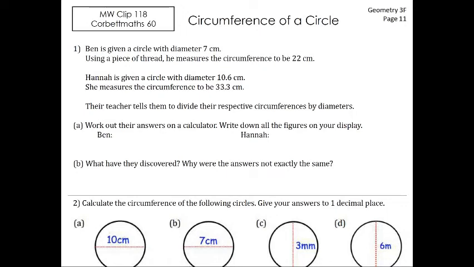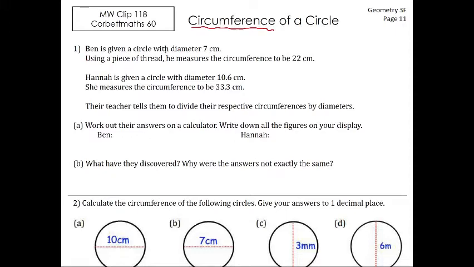Welcome back, guys. We're going to go through page 11 now of the Geometry 3H pack, and now that we've learned about all different types of circles, we're going to find out how to work out the length around the circumference of a circle. Before we do this, let's just get into what pi is. And to do this, I've got this perfect example here on question 1.